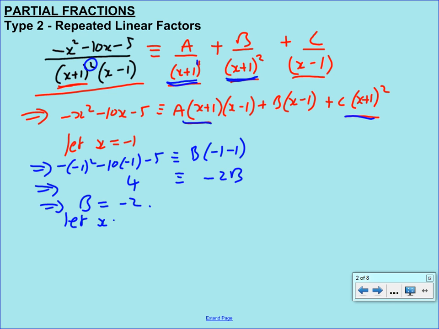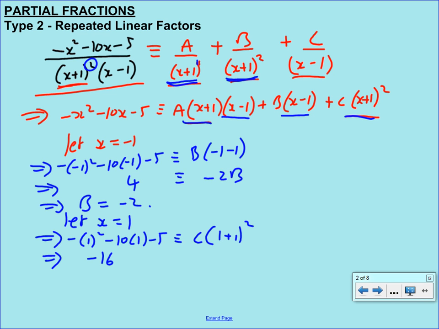And again, let x equal, this time 1, to get rid of this and this, to isolate C. So this is 1 squared minus 10 times 1 minus 5 is the same as the A's and B's disappear, and I'm left with C(1 plus 1) squared. So this gives me 1 minus 10 is -9, minus 5 is -14. It's the same as 4C, because that's 2 squared. So therefore C must equal -4.